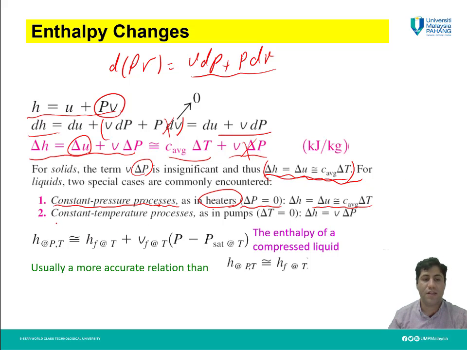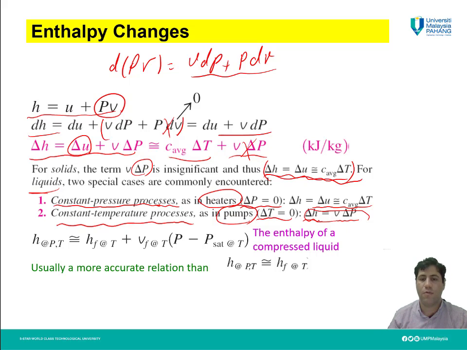And the other special case is the constant temperature process. And as you know, we have this type of process in different pumps. In pumps, generally, here it's about the liquid, the liquid in a pump just experiences an increase in the pressure, and the temperature of the liquid generally should be constant. So delta T is equal to 0. For this case, delta H will be only equal to v delta P, like what we can see here.